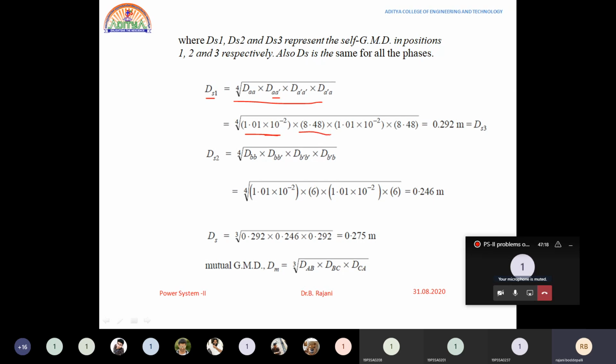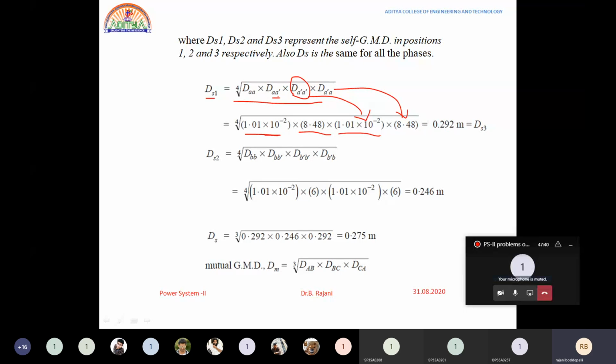So this is 8.48 meters. Now again, the self GMD of it we are finding. The self of it is the same as that of this. D A dash is nothing but 0.7788 into R. If you multiply this, this is the value for D A dash. And A dash A is again the same as that of AA dash.